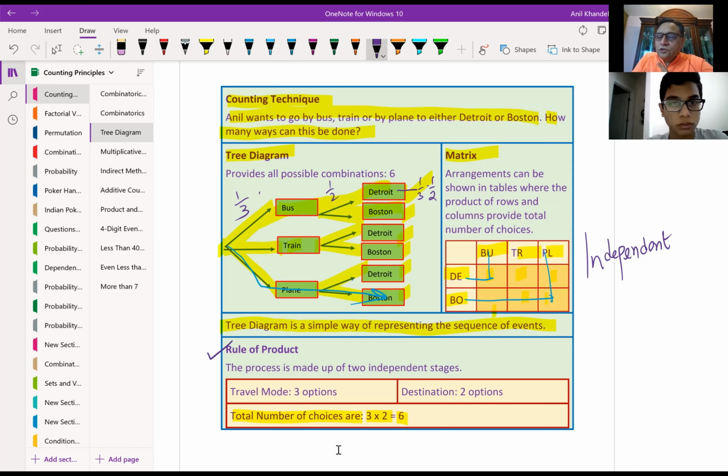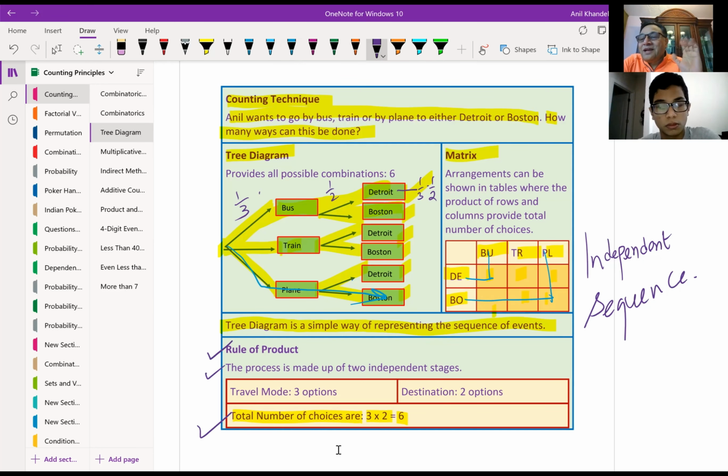Right. So remember, if we have a sequence of events as we just had in this example, and they are independent, followed one after the other, in that case, we could use the rule of product. Very handy. So the process is made up of, in this case, 2 independent events. Travel mode, 3 options; destinations, 2 options, and therefore total number of choices, 3 times 2 is 6. You get the idea. This is the concept of combinatorics. Now, in combinatorics, I am not making a tree diagram. I am not making a table. I am concluding what should be the number, right?